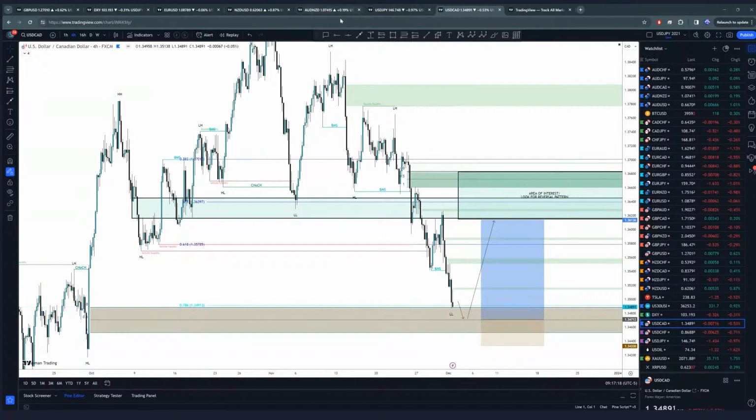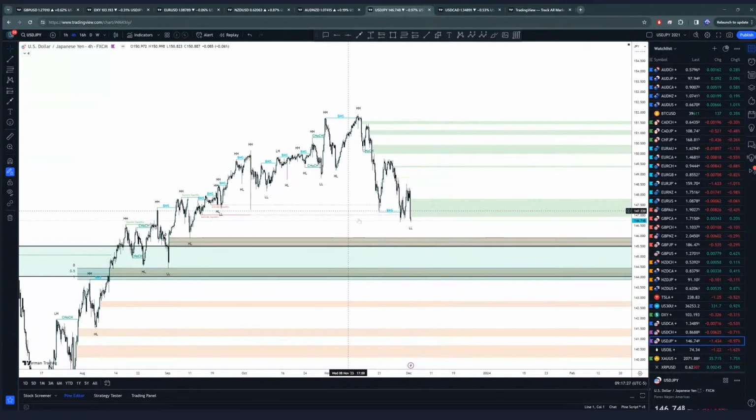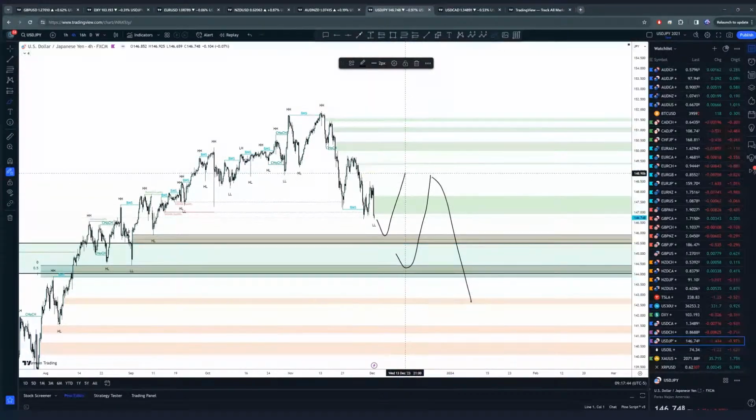Let's see. This should be a real nice one as well. UJ. So UJ, I'm kind of watching this one to see what exactly the market wants to do. I kind of want to see something similar to USD CAD, with that being a rejection either here for a pull back up or potential rejection here for a pull back up, and then it'll more than likely continue to roll over.